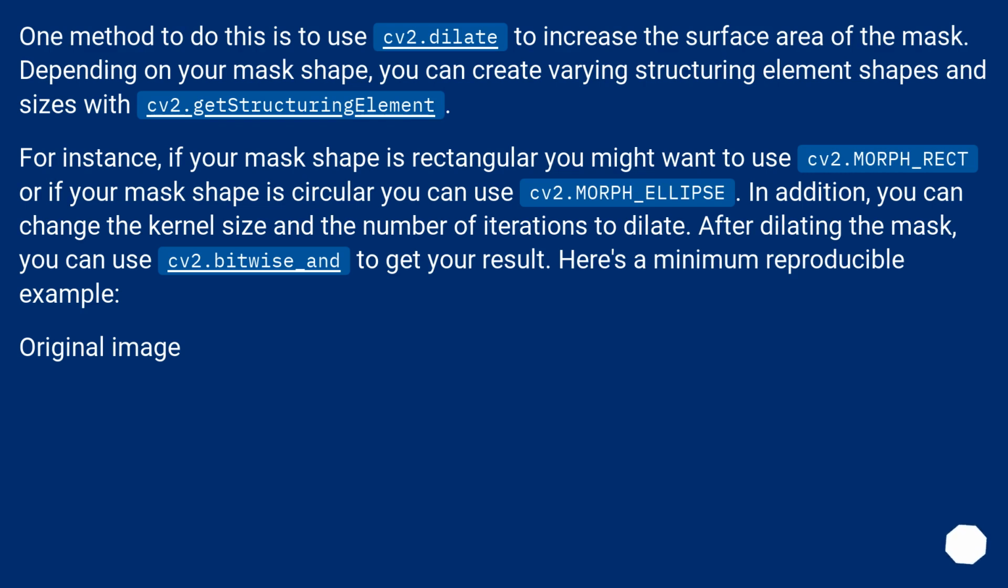After dilating the mask, you can use cv2.bitwise_and to get your result. Here's a minimal reproducible example. Original image.